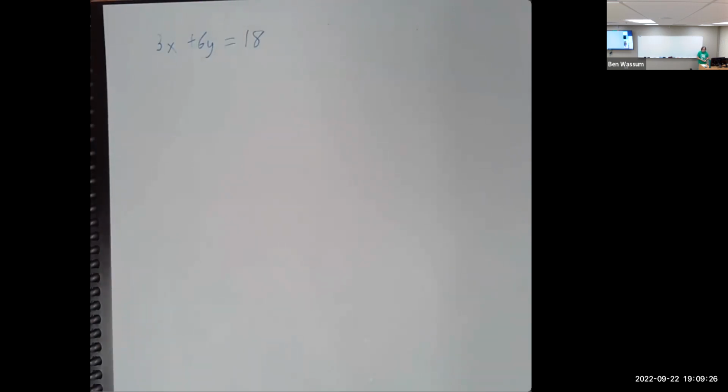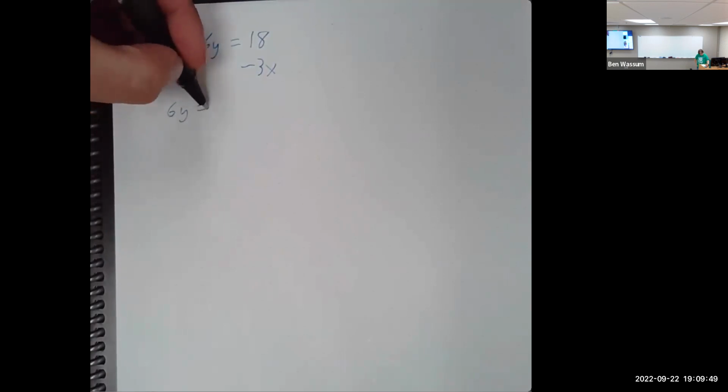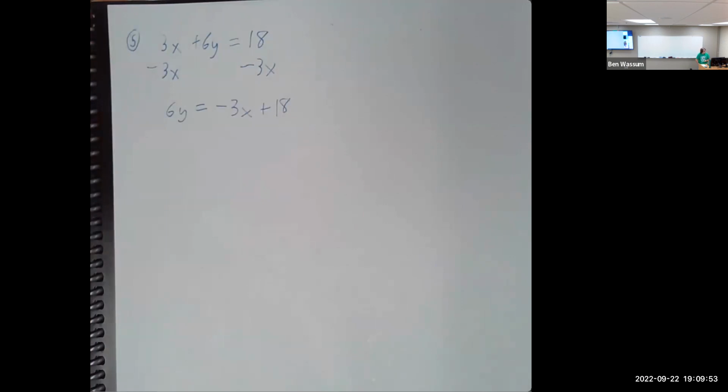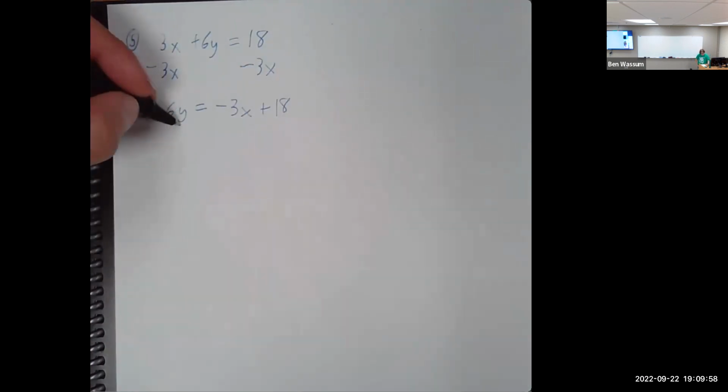Okay. I believe we have one more of these. I was hoping to fit them all on one page, but such is life. So I have 3x plus 6y is 18. So again, we're going to solve this for y. So we get the term with y alone. So we're going to subtract the 3x. So we're going to have 6y is equal to -3x plus 18. We'll divide off the 6 everywhere.